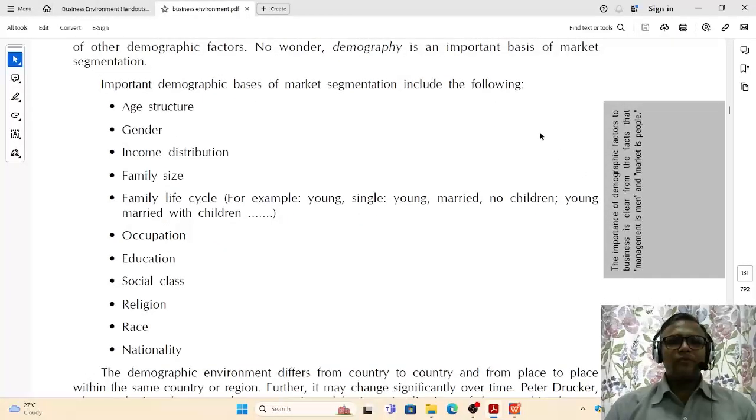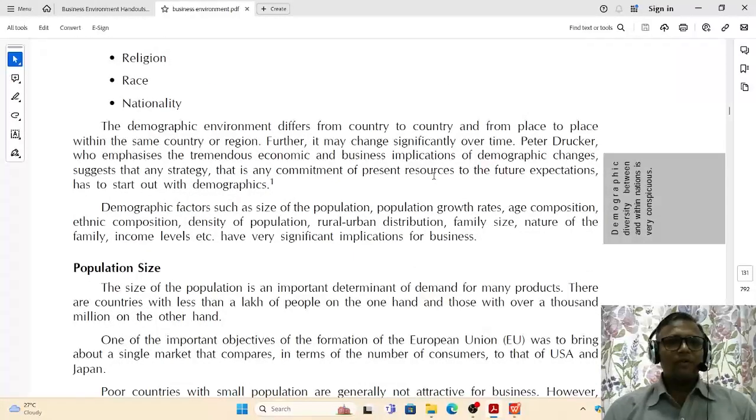Important demographic bases for market segmentation include the following. It includes age, structure, gender, income distribution, family size, and family life cycle. For example, young single, young married with no children, or young married with children, etc. Then occupation, education, social class, religion, race, nationality, etc. Thus, the demographic environment differs from country to country, and from place to place within the same country or region. Further, it may change significantly over time.